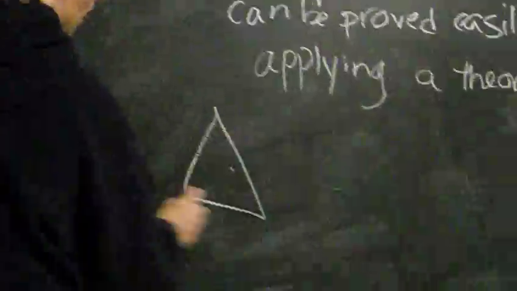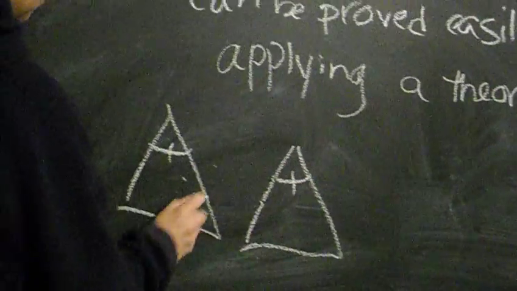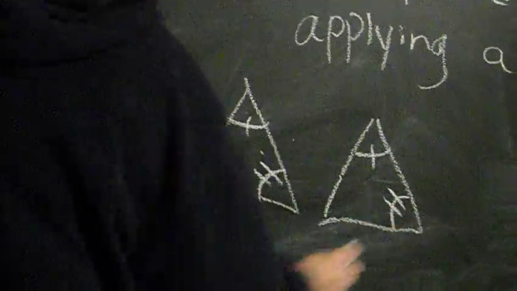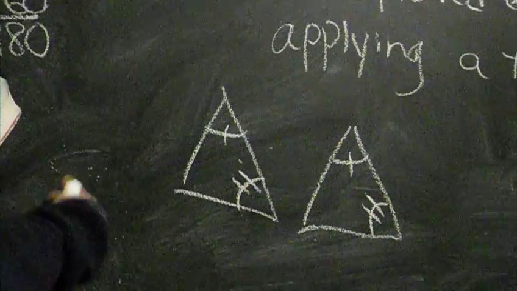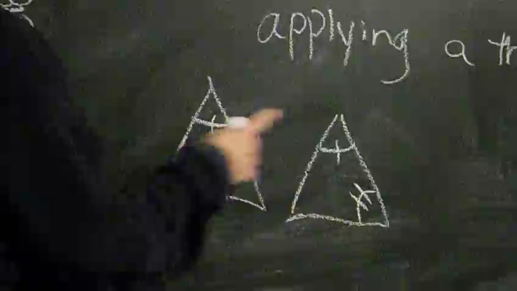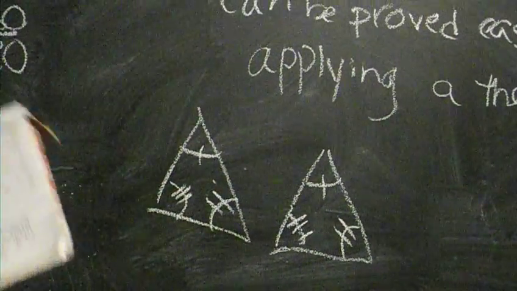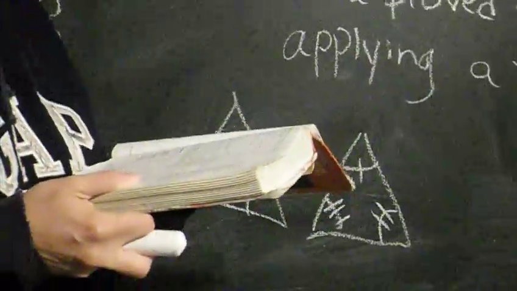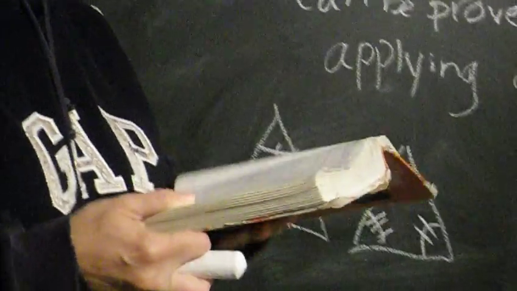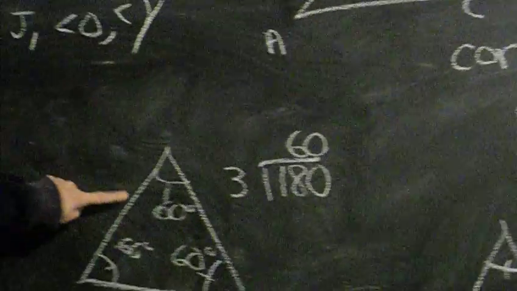So if you have 2 triangles, and you know this one is congruent to this one, and you know this one is congruent to this one, well, we know that they all equal 180, so if you add them up, this one is going to come out to be congruent to this one. That's corollary 1. Corollary 2, each angle of an equiangular triangle has a measure of 60 degrees. I already showed you that.